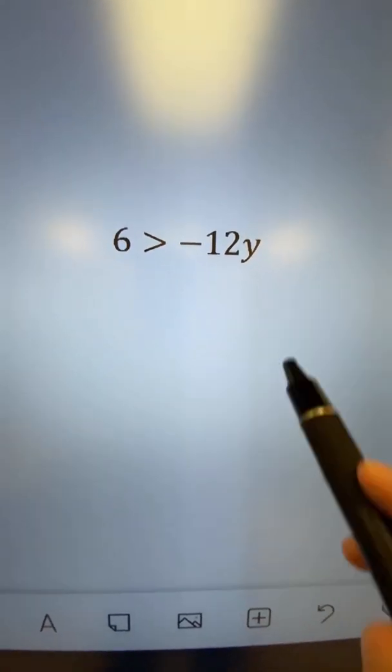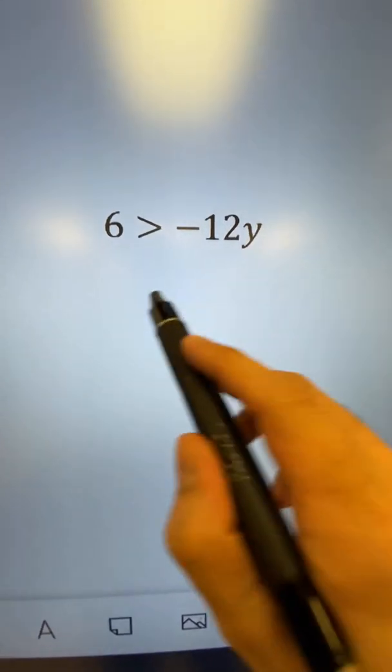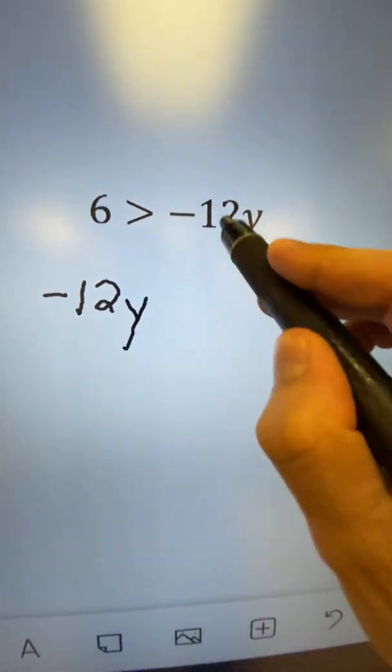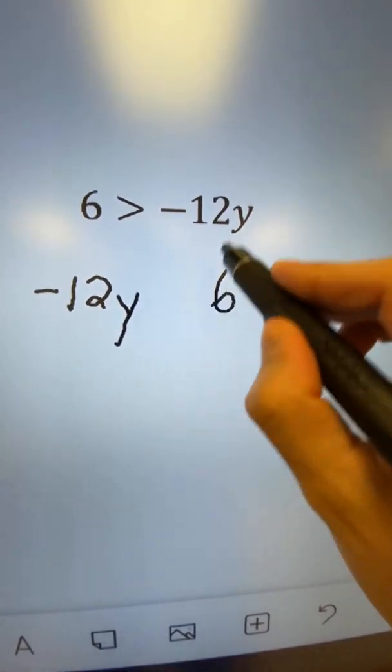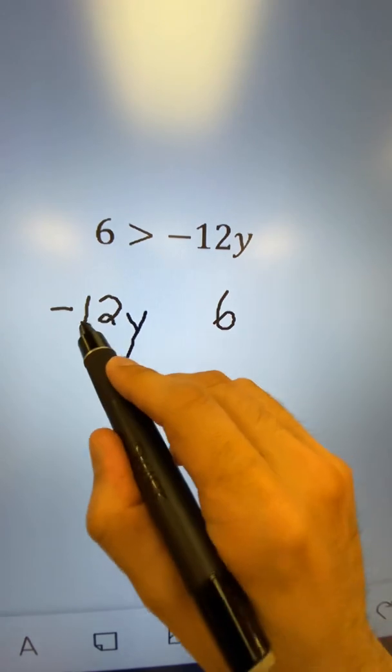In this example, I noticed that the variable is on the right side. So what I'm going to do first is switch sides. You don't have to, but I'm going to switch sides with the terms. So I'm going to put the 6 on this side, the 12y on this side.